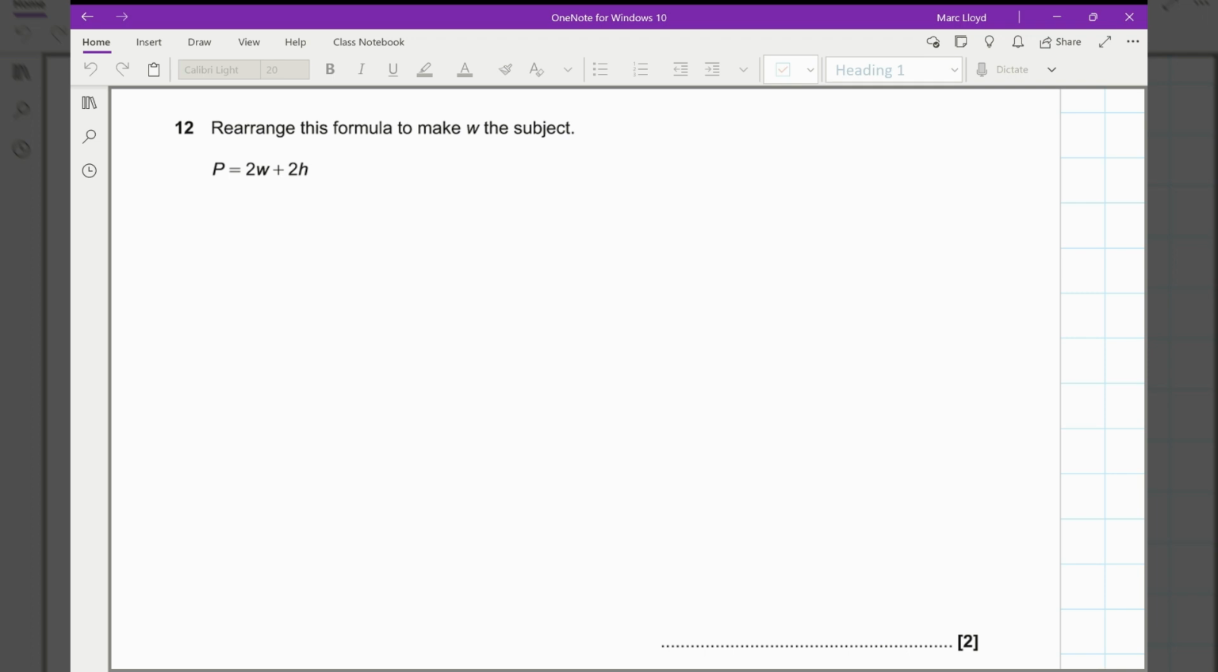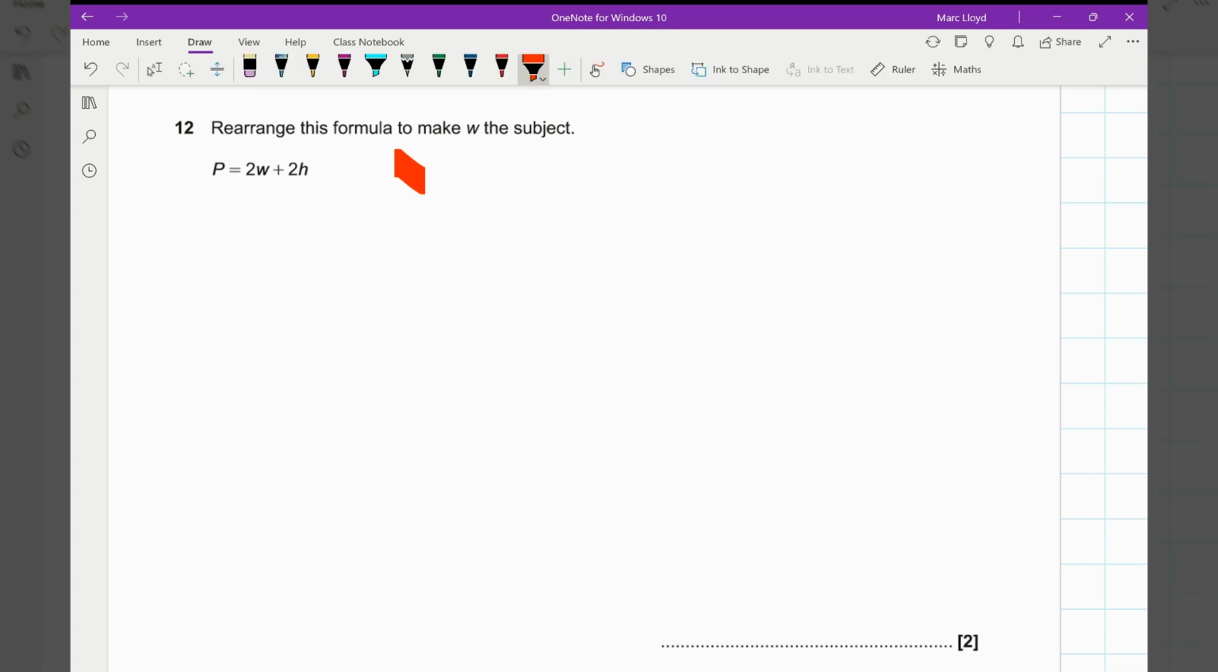Hi, we are on question 12. So we need to rearrange this formula to make W the subject. First of all, I just want to look at what's happening to W. So W is being highlighted, apparently. Let me choose an appropriate pen. It's being multiplied by 2, and then 2H is being added to it.